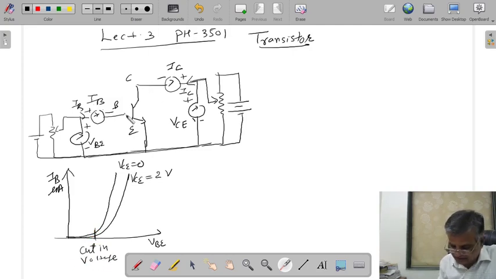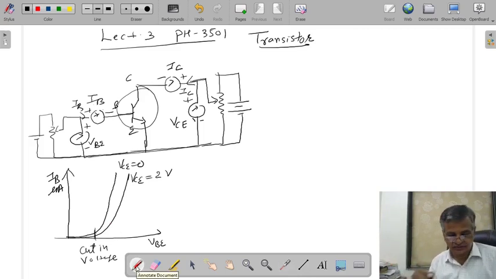If this transistor is made of silicon, then this voltage is of the order of 0.7 volt. If this transistor is made of germanium, then this voltage is of the order of 0.3 volt. Last time we discussed and explained why you are getting such a nature.